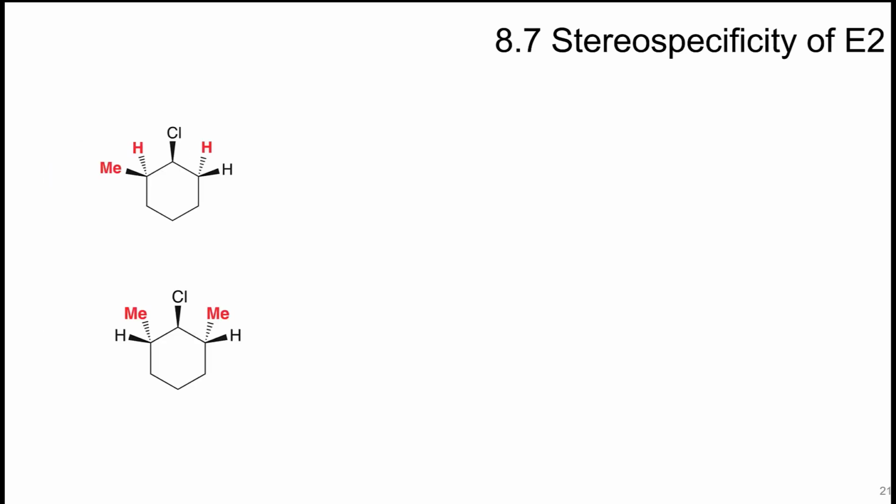If you're doing the E2 elimination in a ring system, we need to have the leaving group on the opposite face of the beta hydrogen. So here I have HA and HB. Chlorine is my leaving group, and that is wedged, and the HBs are both dashed. So we can do an elimination of HB or HA. If I do HB, I get this one. So this is from HB. And this is from taking HA.